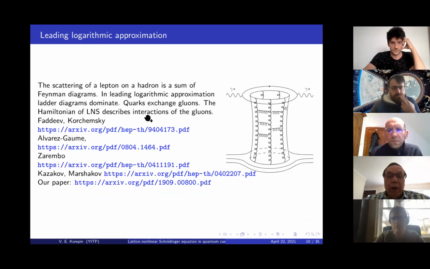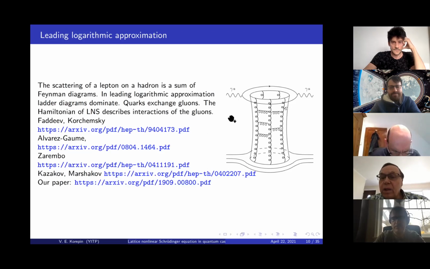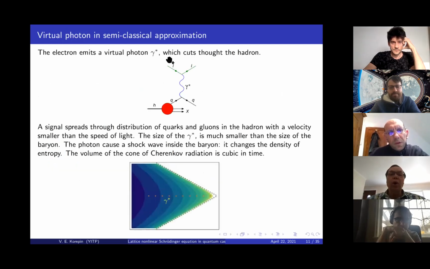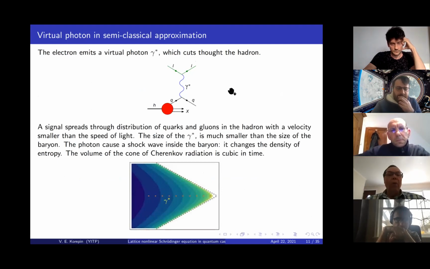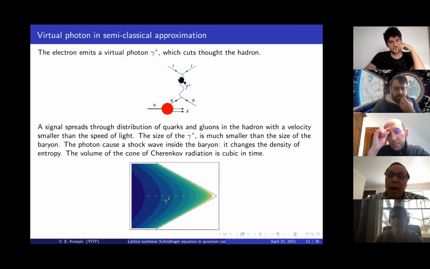Later, diagrams with quark exchange dominate. The Hamiltonian of the lattice nonlinear Schrödinger, by Faddeev, Tarasov, and Takhtajan, describes the interaction of the gluons here. And this is the constituent quarks, and this is a photon which was emitted by the electron, a virtual photon. So that's the picture: the lepton, which is an electron, the hadron, and the virtual photon interacting with one of the quarks. Here I might consider a semi-classical approximation for this virtual photon.